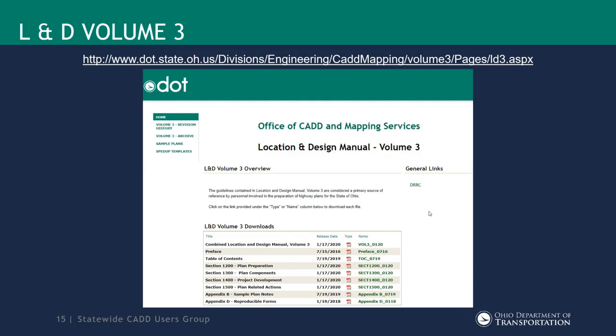Also, L&D Volume 3, this is the link to find that off of our webpage. As I mentioned before, the latest of that is the July 15th iteration. This is just a screenshot of our website. We also have the sample plans available there as well. Those, as I mentioned before, will be getting updated once we start getting some ORD projects filed and putting those together.